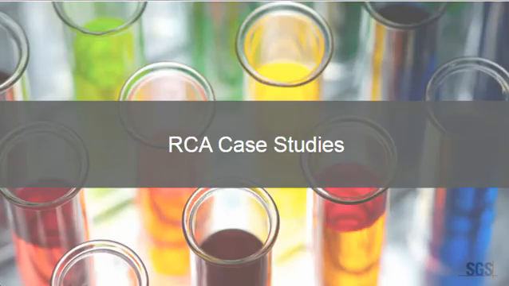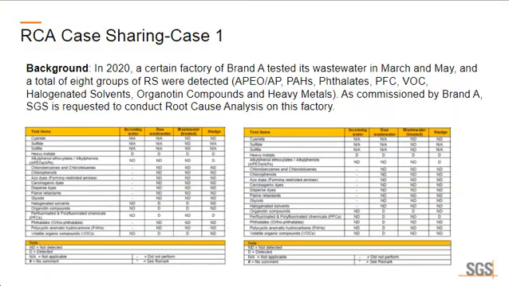Okay, I introduced the RCA and how to conduct RCA. Next, I will share some RCA cases. The first case: last year, a certain factory of brand A tested their wastewater in March and May, and a total of 8 groups of restricted substances were detected, like APEO, PAH, VOC, etc.